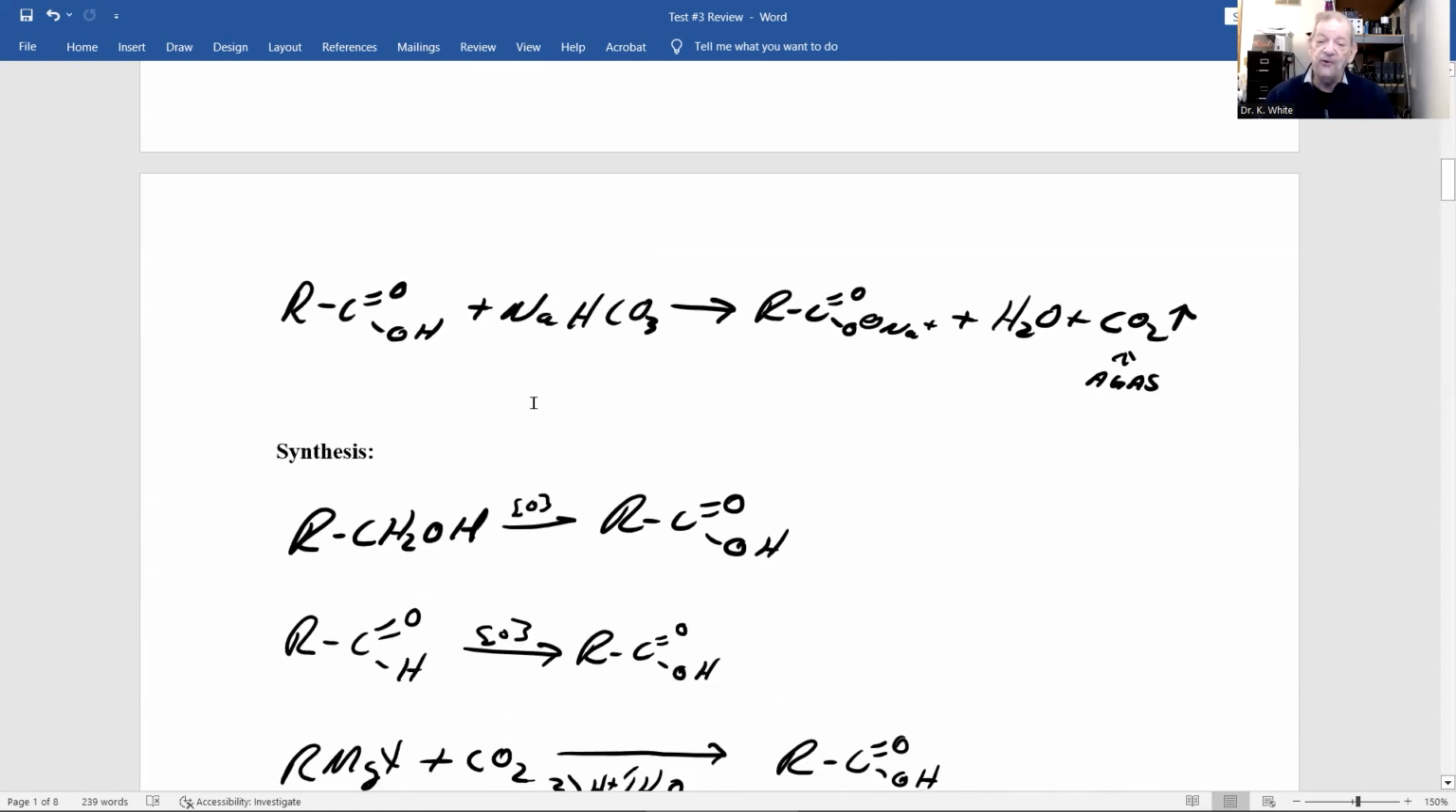Now, a special reaction, if you take a carboxylic acid, react it with sodium bicarbonate, which you can find in baking powder. You get the carboxylate anion, but this is one of the few reactions I also asked you to write all the products. And you also get water and carbon dioxide, which is a gas. And I show that by the arrow pointing up.